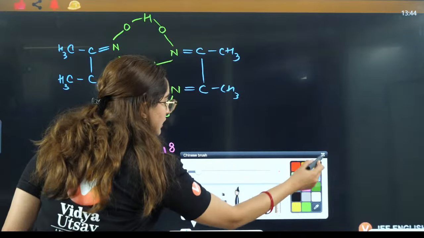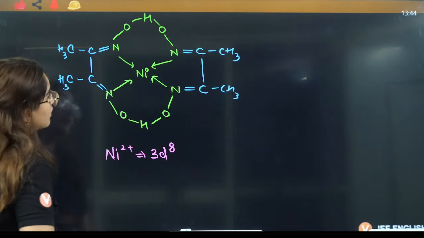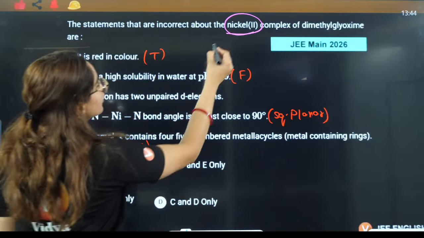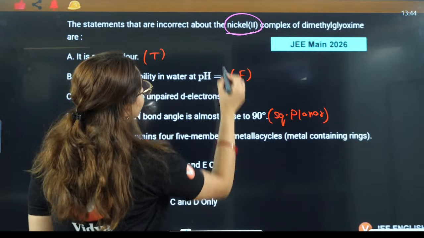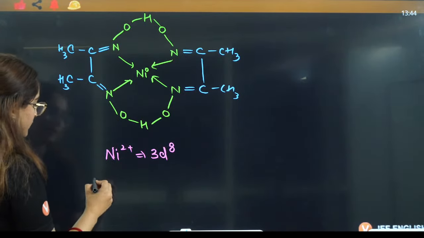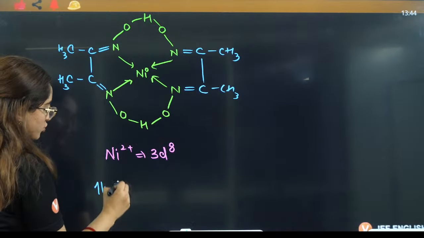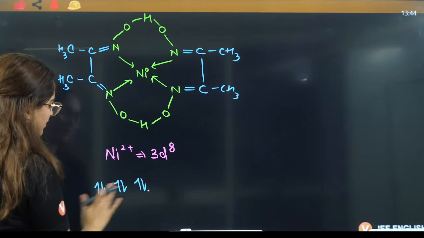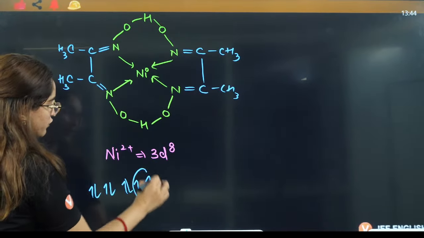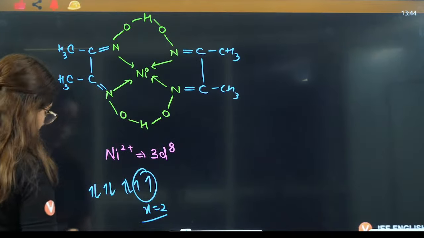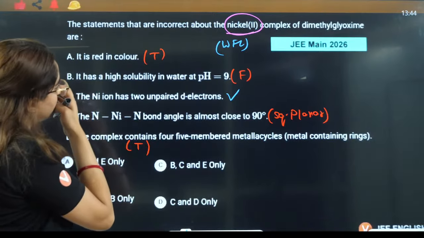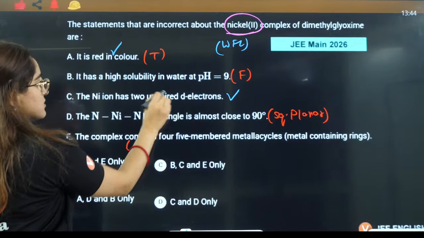Because this DMG, dimethyl glyoxime, is a weak field ligand, it will not cause any pairing here. So I'll say 1, 2, 3, 4, 5, 6, 1, 2, 3, 4, 5, 6, 7, 8. It will have 2 unpaired electrons, so I can say this is also the correct one. So what will be the answer? This is correct, this is correct.